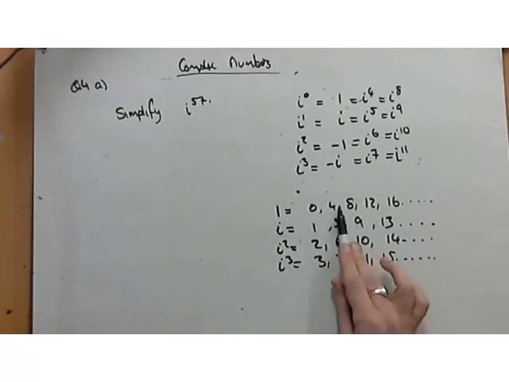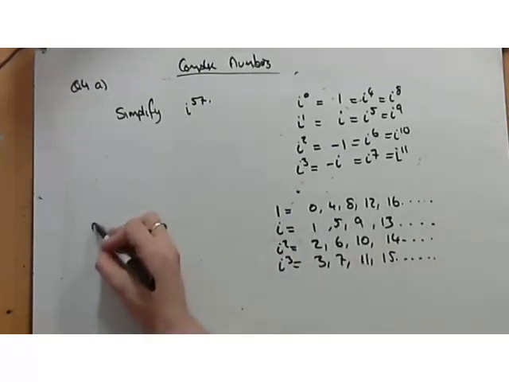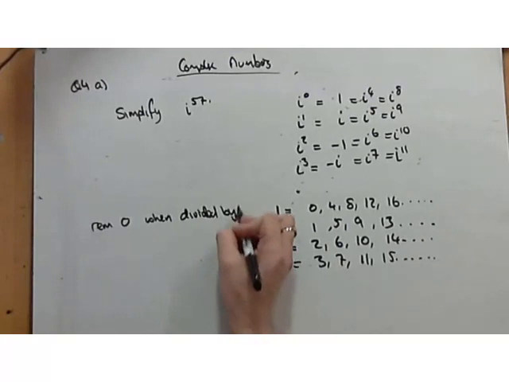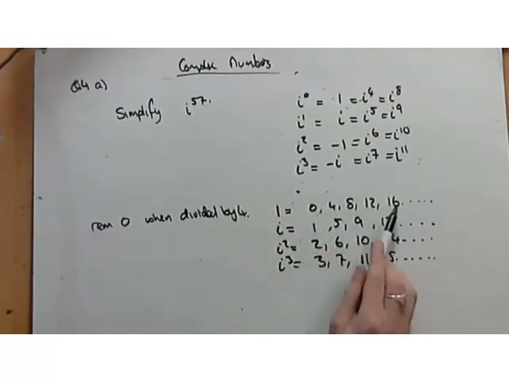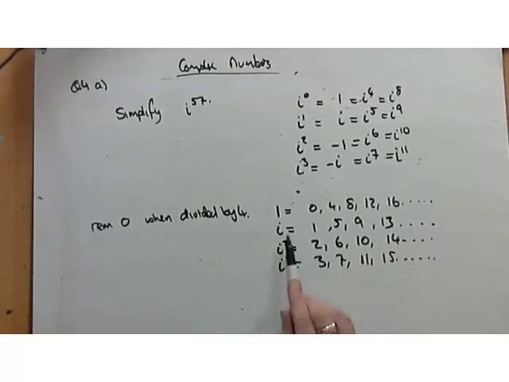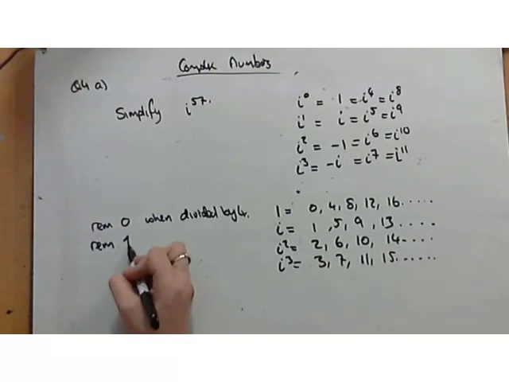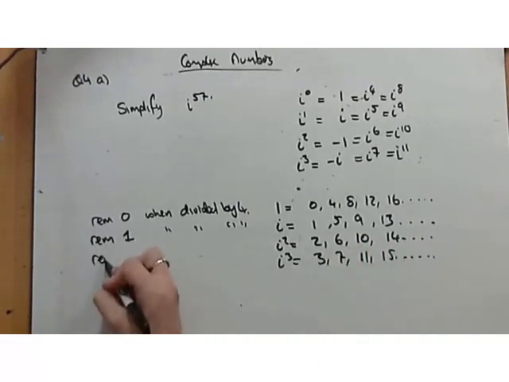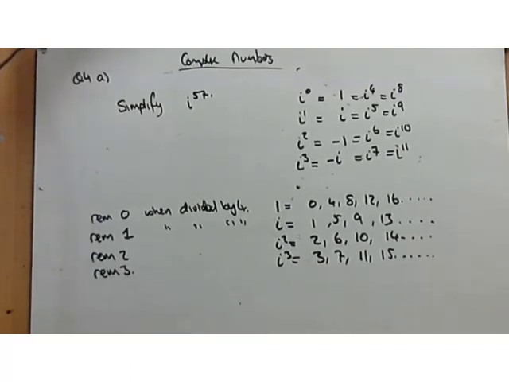So these are the powers of i that give me each number you get out. We would describe the first group as getting a remainder of 0 when divided by 4. All of these numbers here, you get a remainder of 1 when divided by 4. All of these, a remainder of 2 when divided by 4. And all of these, a remainder of 3 when you divide by 4. So for any power of i, we can figure out what it is by looking at the remainder when we divide the power by 4.